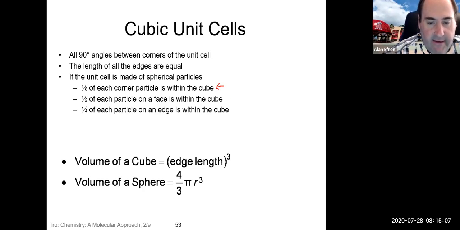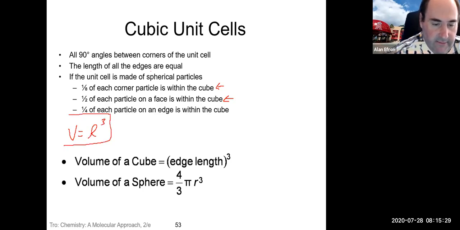If we have an atom that gets cut right down the face of a unit cell, that is a half an atom, and a particle on the edge is basically 1/4 of an atom. The nice thing about this is since they are all cubes, if we want to figure out the volume, we basically take the length cubed. That's an important formula for all the ones we'll deal with. The volume is equal to the length cubed.